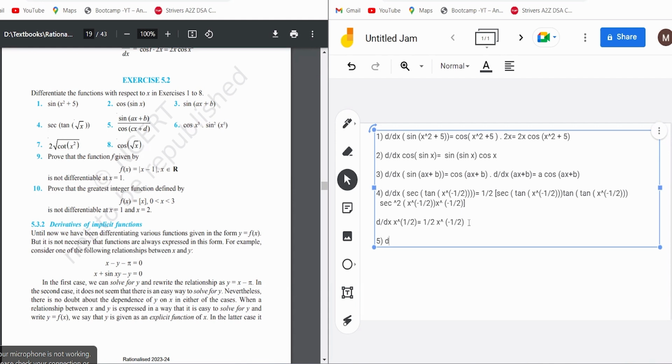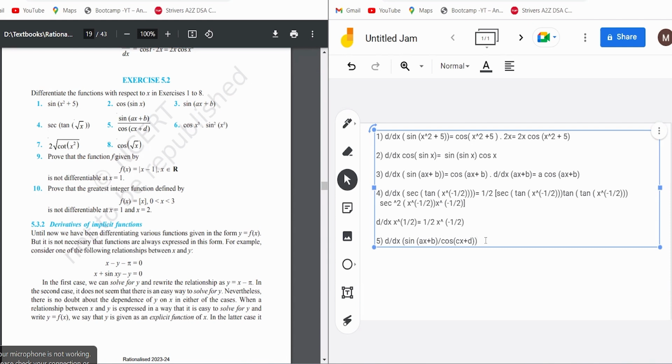It would be d by dx of sine of ax plus b divided by cos of ax plus b. So next question is question number 5. It is nothing but d by dx of sine of ax plus b upon cos of cx plus d. Oh, it is cos of cx plus d. Sorry for that. Cos of cx plus d.